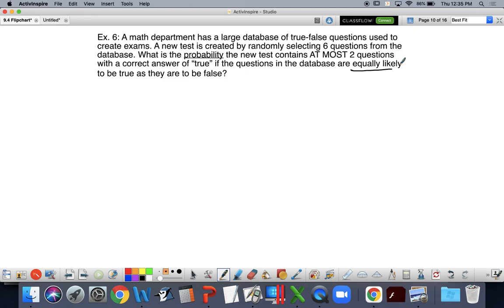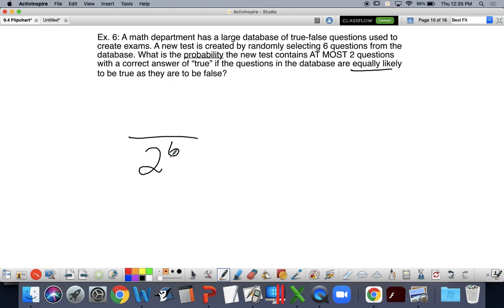All right, so let's talk about our denominator. How many options for true-false questions? 2, but I have 6 of them. So it's going to be 2 to the 6th, right? True or false for this question? 64. True or false for this question? True or false for this one?